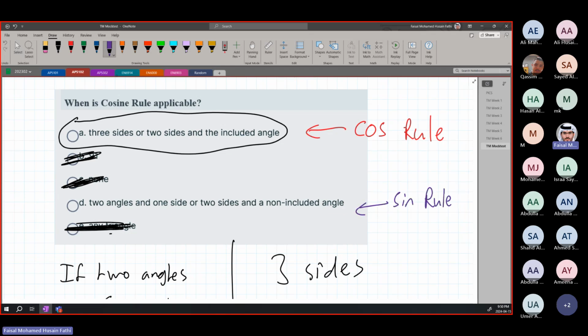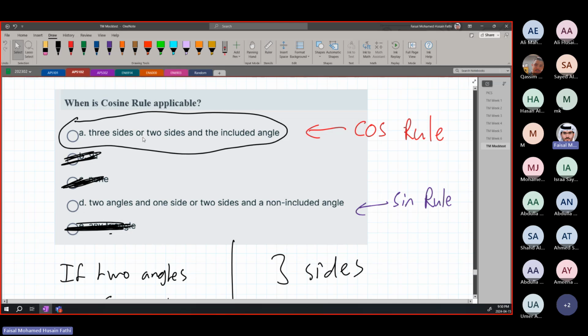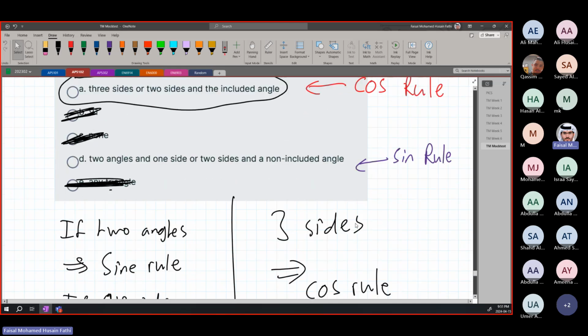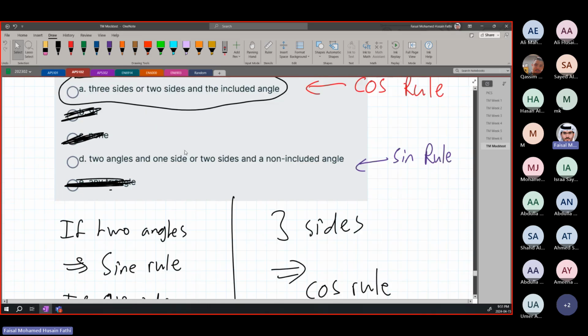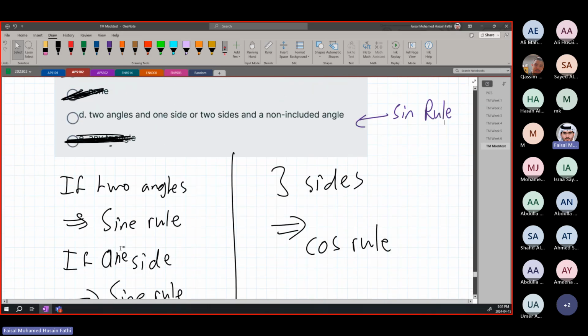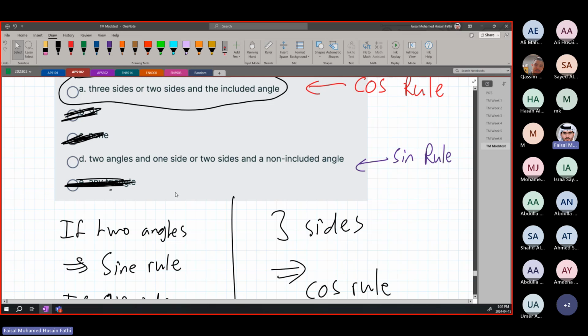Okay, in terms of the definition: 3 sides, or 2 sides and the included angle, is the cosine rule. So if you see 3 sides, know that it's the cosine rule. 2 angles and 1 side, or 2 sides and the non-included angle, that is the sine rule. So as soon as you see 2 angles, just know that it is the sine rule. Okay, that is the difference.